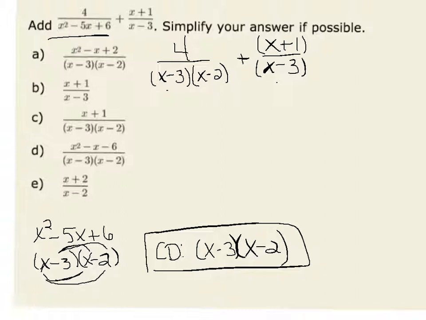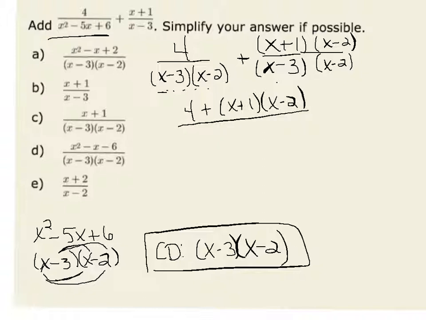In order to add these two rational expressions, I'm going to have to use that common denominator. I will realize that my first rational expression already has the appropriate common denominator. Therefore, I'm going to take my second rational expression, and I'm going to multiply both numerator and denominator by x minus 2. In other words, x minus 2 divided by x minus 2 is 1, and I'm really just multiplying by 1. Now I have a common denominator, and so I can add across the numerators. I have 4 plus x plus 1 times x minus 2 all over that common denominator of x minus 3 times x minus 2.